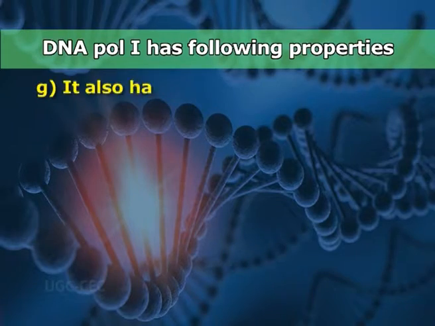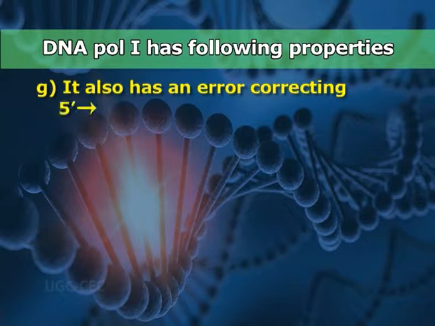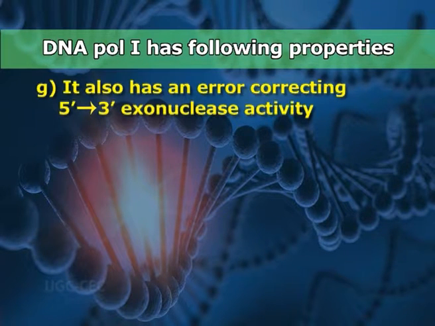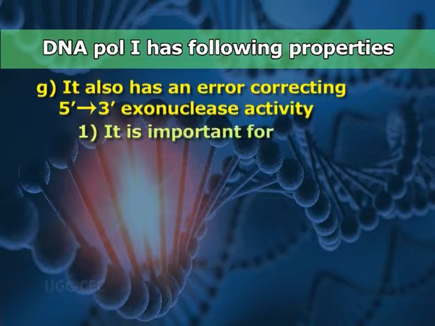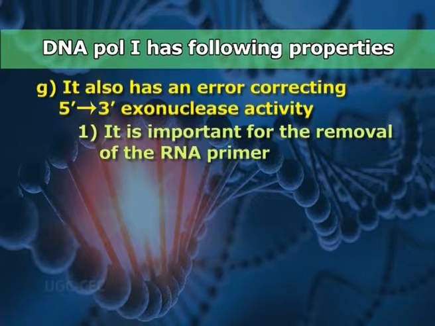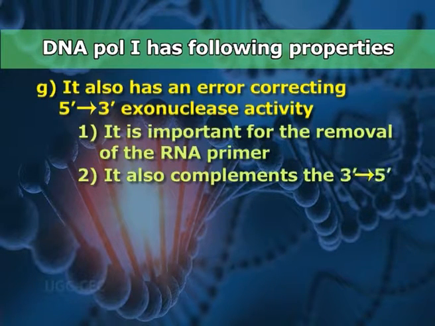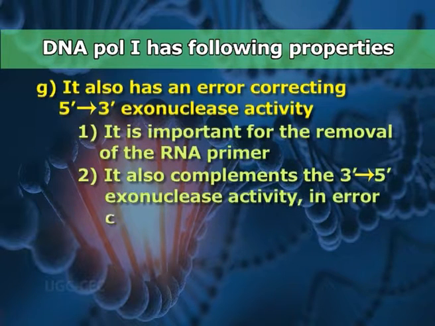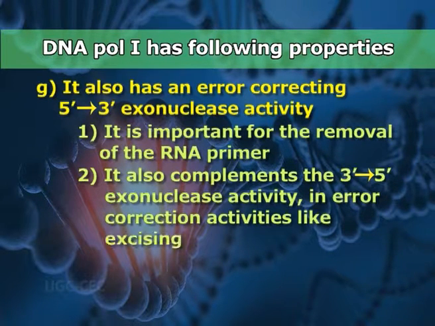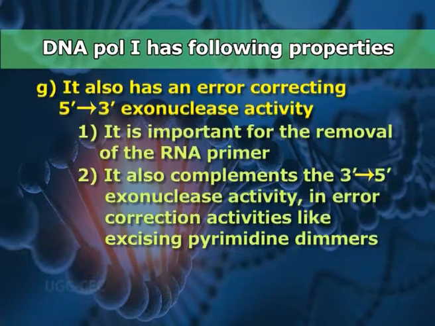This is required since only identical copies of DNA will ensure that traits of a species are passed on accurately from one generation to the next generation. It also has an error-correcting 5' to 3' exonuclease activity. It is important for the removal of the RNA primer. It also complements the 3' to 5' exonuclease activity in error correction activities like excising pyrimidine dimers.